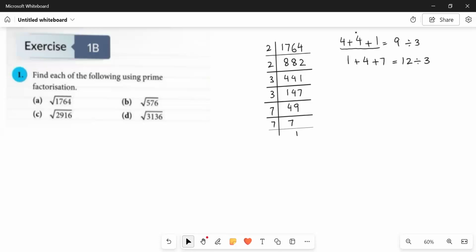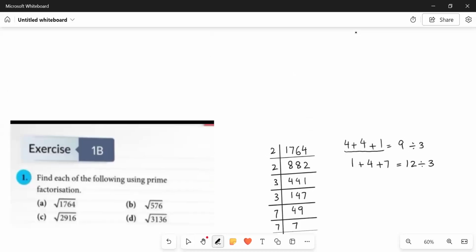ठीक है, prime factorization complete हो गई यहाँ पर, but we have to go one step further where we have to find out the square root. Students, what is a square root? We have learned it in the earlier classes that when we square a number, we just multiply it by itself.